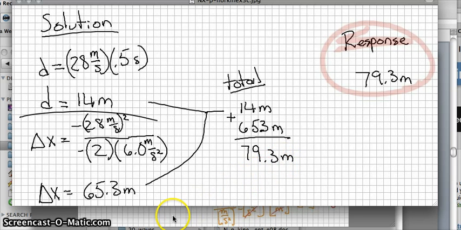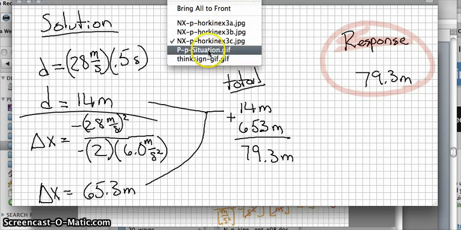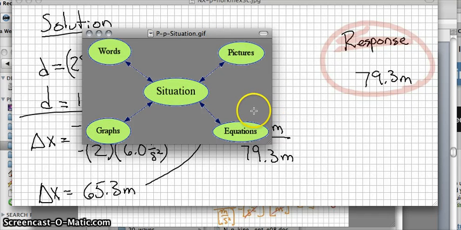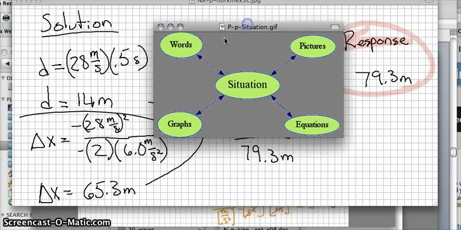Now, one thing I'd like to do with this one is we're going to go back here. We've looked at the words of this problem. We've looked at the pictures of this problem. We've looked at the equations of this problem. These equations kind of drive, no pun intended, how we solve this problem.